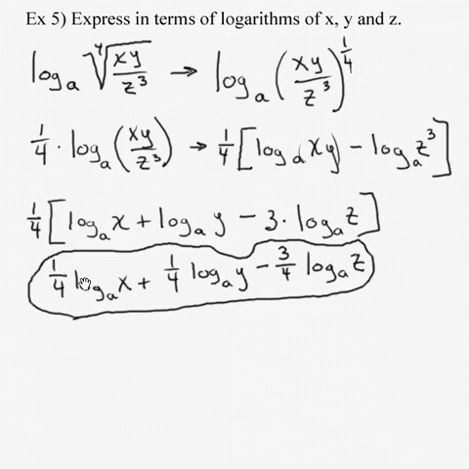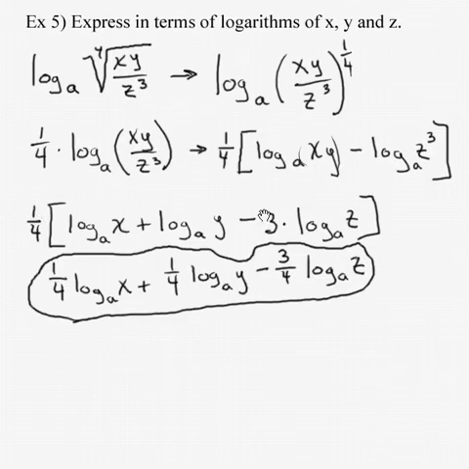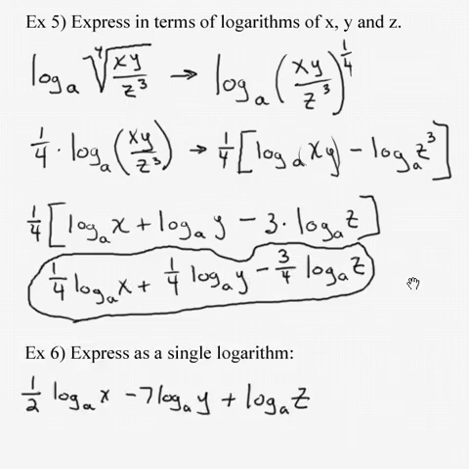So it's 1/4 the log of x base a plus 1/4 the log of y base a minus 1/4 times 3, so that's 3/4 the log of z base a. So the direction said write it in terms of log of x, log of y, log of z. I've got a log of x, log of y, log of z. All right, now that was fun.